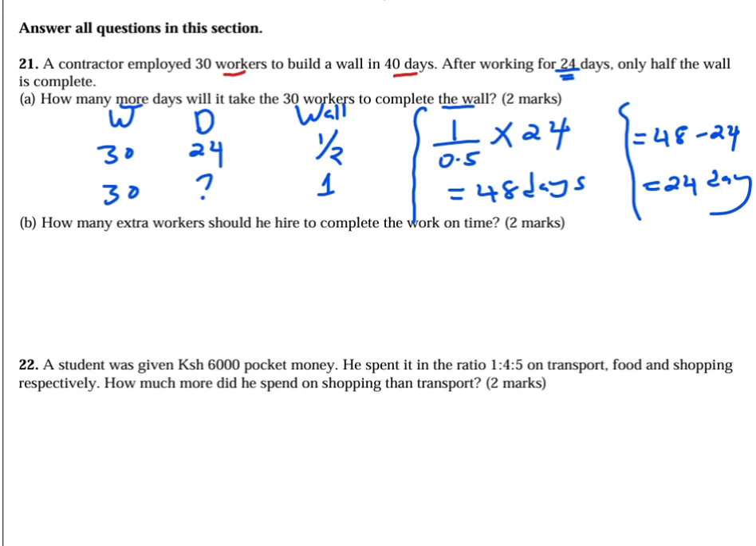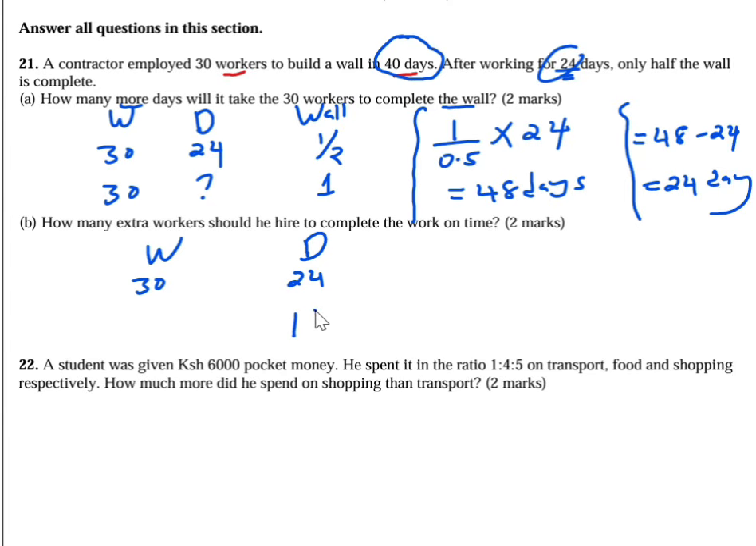Part B, how many extra workers should be hired to complete the work on time? To complete the work on time, they were to do it in 40 days. Remember, this was the timeline. Again, here we have workers and here we have days. Remember, there were 30 workers. They have worked 24 days, and then half is done. Our deadline is 40 days, so we subtract the 24 days they have worked. 40 minus 24 gets 16 days.